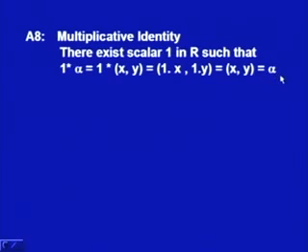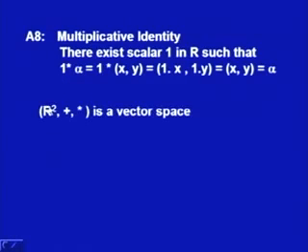So this is the same as alpha. So finally what we have is 1 star alpha is equal to alpha. So this 1 is such a multiplicative identity. So there exists a multiplicative identity 1 in R. So all the properties are satisfied. So one can say that R2, that is the set of vectors in R2, plus the vector addition, star the scalar multiplication, is a vector space.